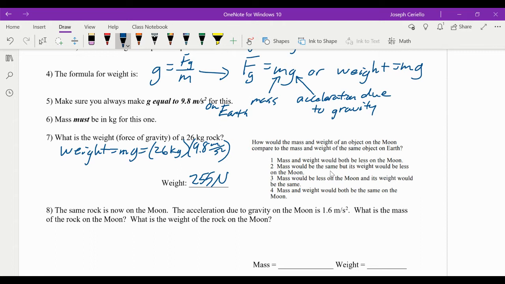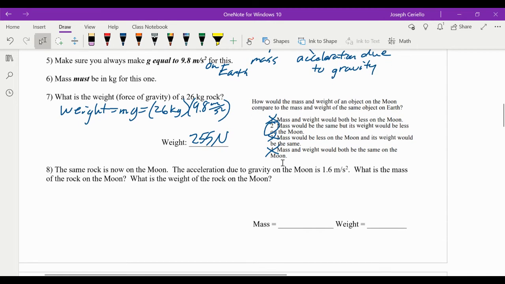Okay, so it says the mass and weight would both be less. No, because the mass is going to be the same. It's like the mass would be the same, but the weight would be less. That is the answer, but let's look at the other ones. The mass would be less. No, mass is going to be the same. And it's saying here that mass and weight would be the same. Well, we know mass is the same, but weight is not the same. Weight changes from planet to planet.